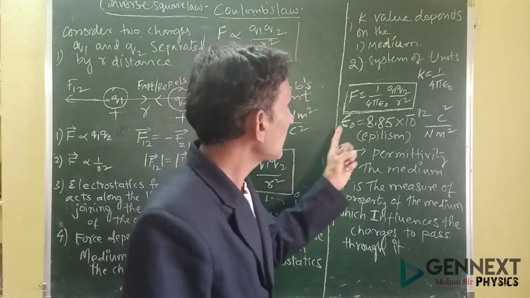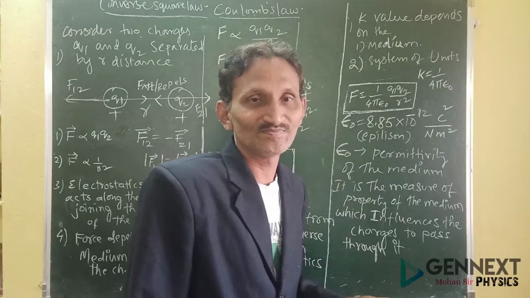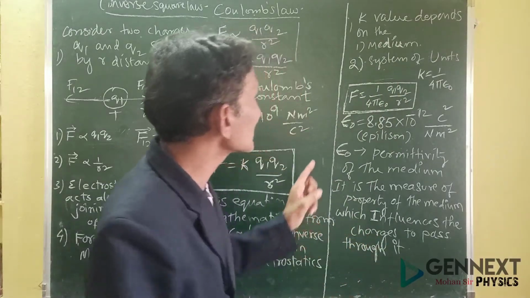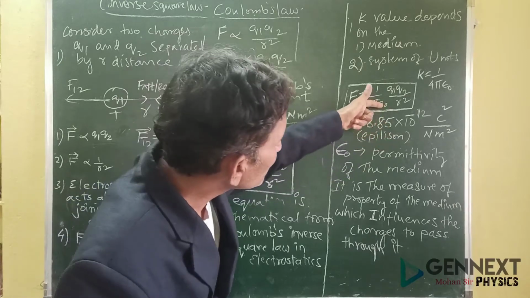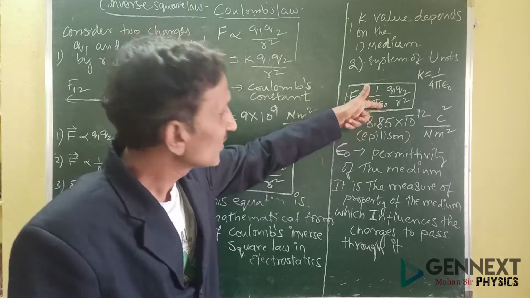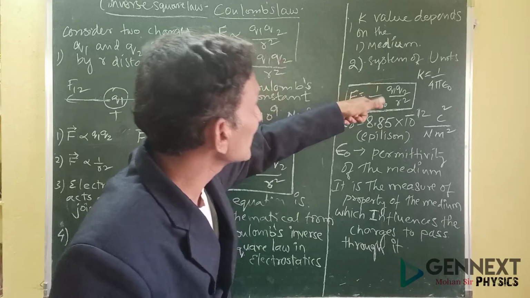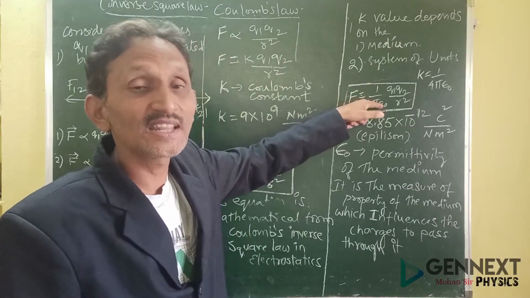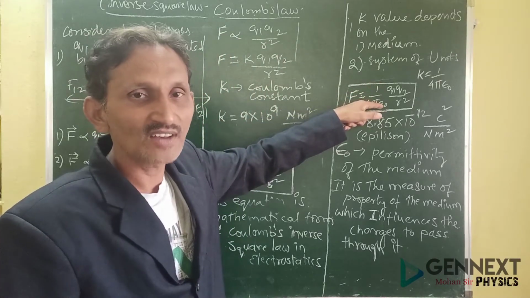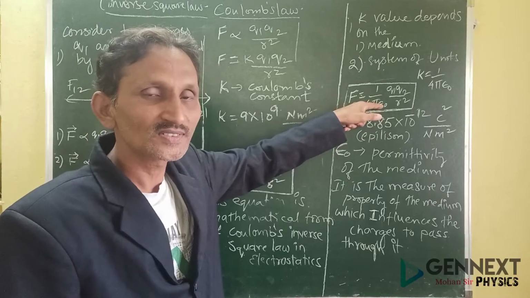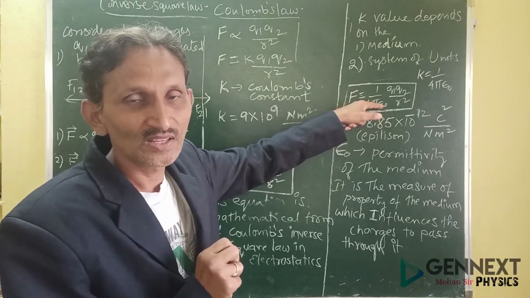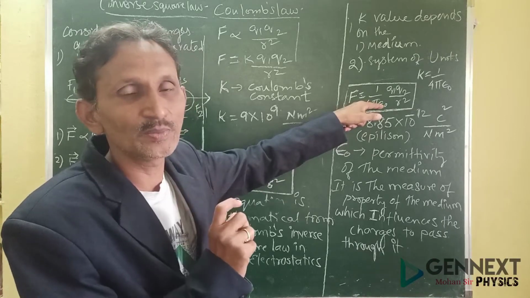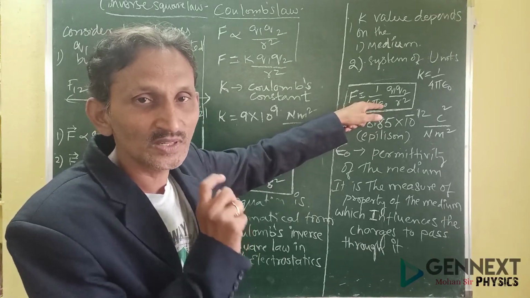Now when you are considering the case of a medium, F is equal to 1 by 4 pi epsilon. We call it epsilon, a Greek alphabet. Epsilon naught is considered for the air medium or vacuum medium. So in the air medium or vacuum medium, epsilon naught is considered.